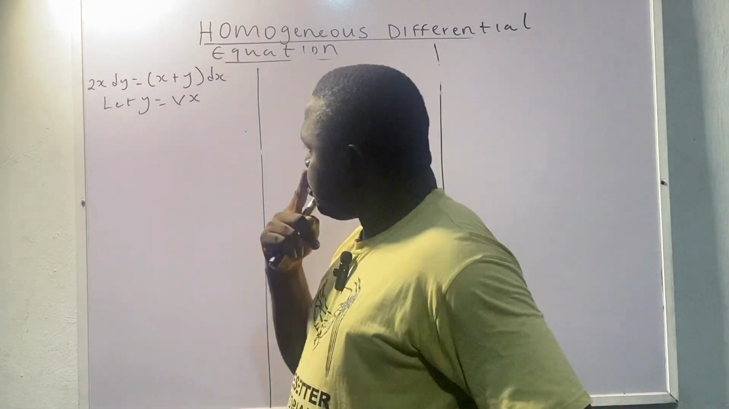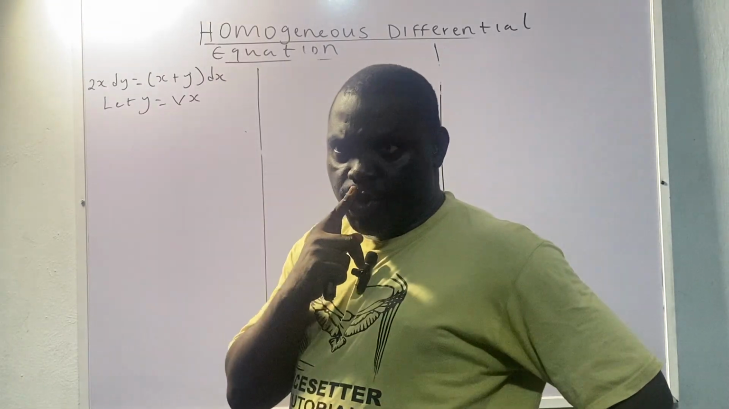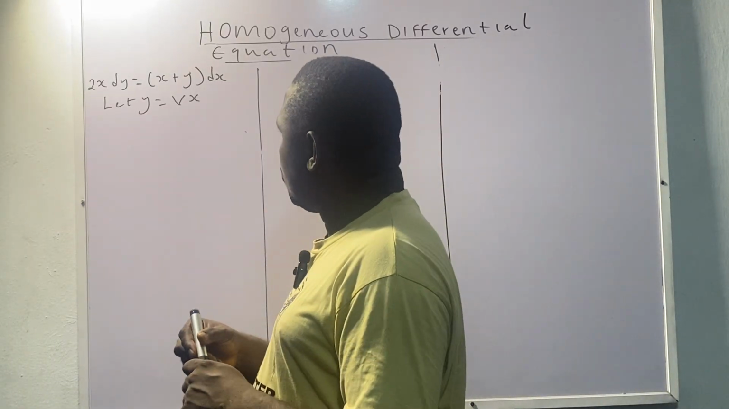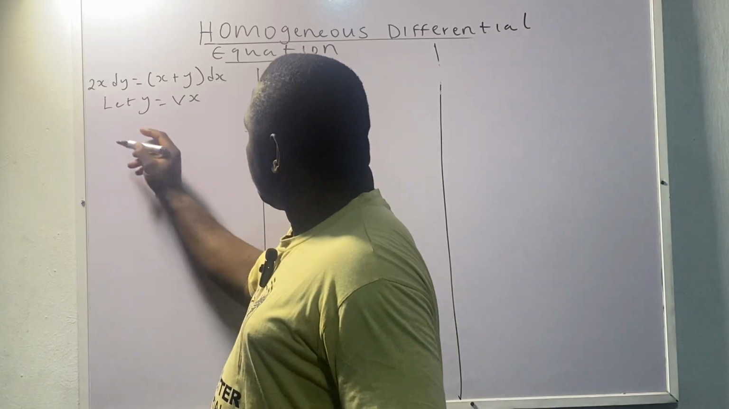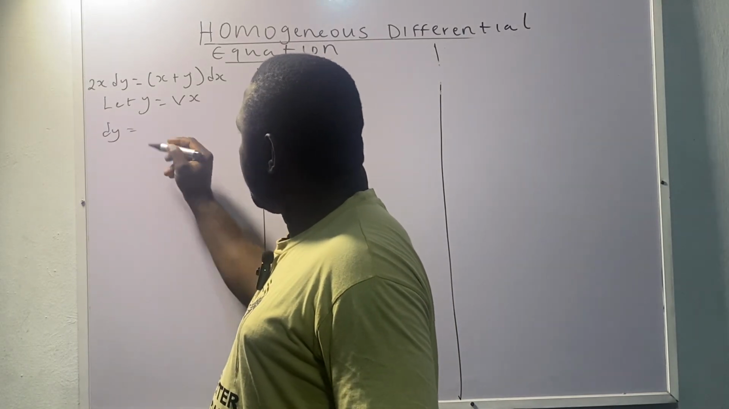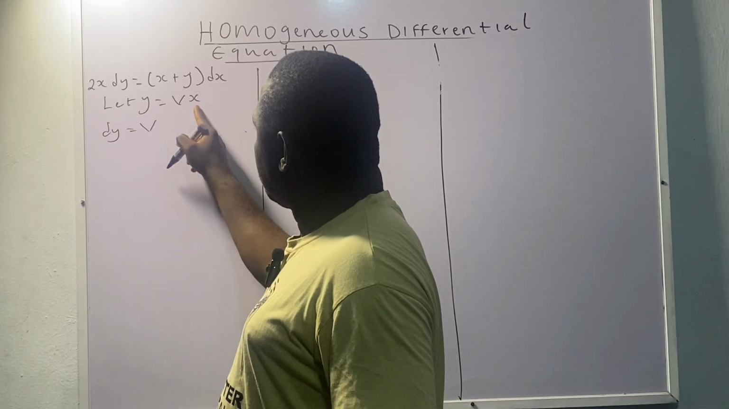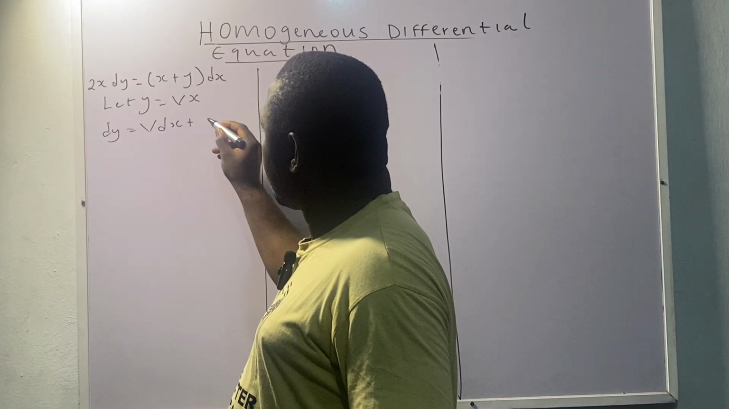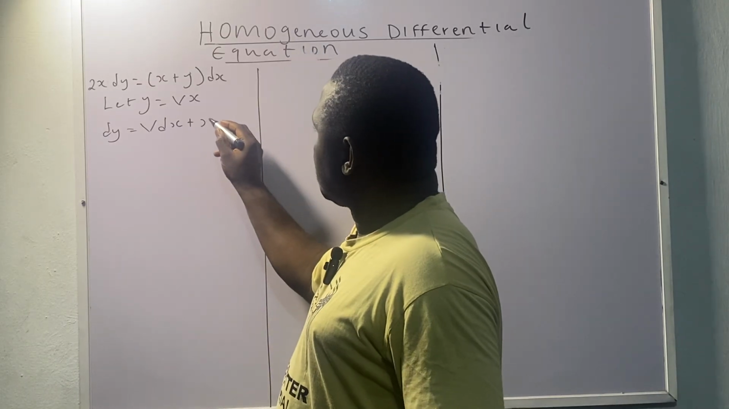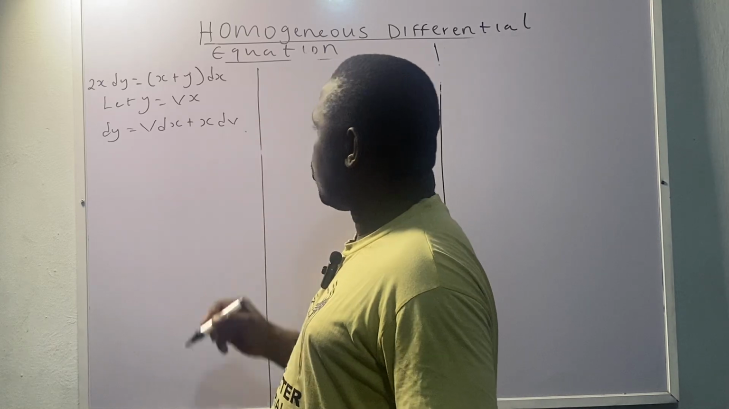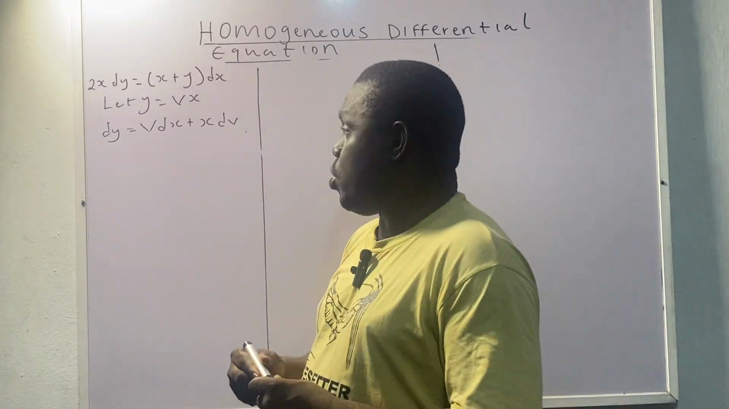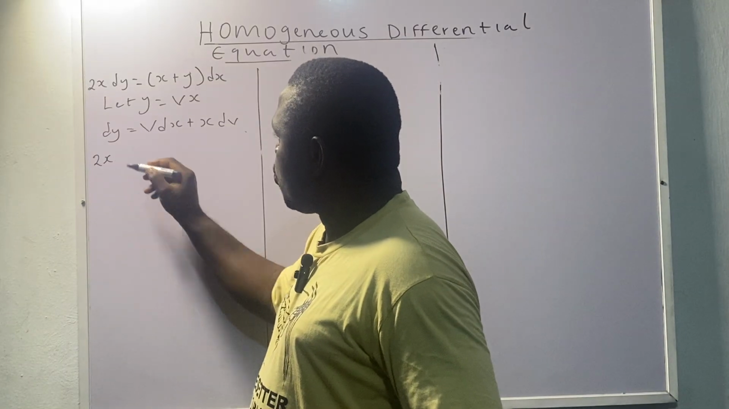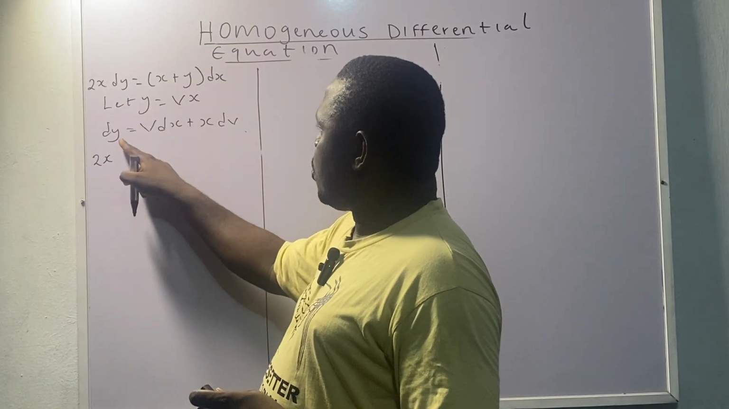And when you do that, the next thing is you apply your product rule. You know product rule, right? The product rule says that you have your dy, so you keep v constant and differentiate x, and then you keep x constant in the next and you differentiate v. That's what you have. So you have done your product rule. Then go back to the original expression. The original expression is 2x dy.